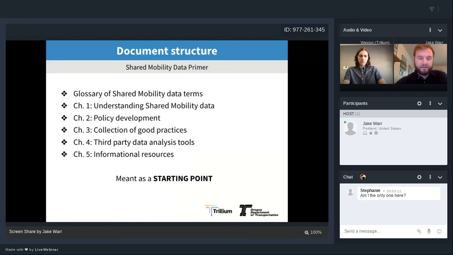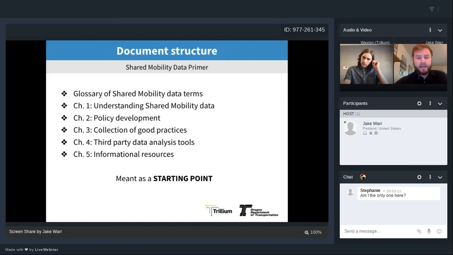There's a glossary of a bunch of shared mobility data terms and some just general shared mobility terms, so that we're on the same page of understanding about what we're talking about. Most of it is for the purpose of supporting the document itself, but it's also a useful glossary just in general for people to familiarize themselves with the lingo. We have chapter 1 that's focused on understanding just the basic concepts of shared mobility data. We have chapter 2 that's about developing policies surrounding shared mobility data.